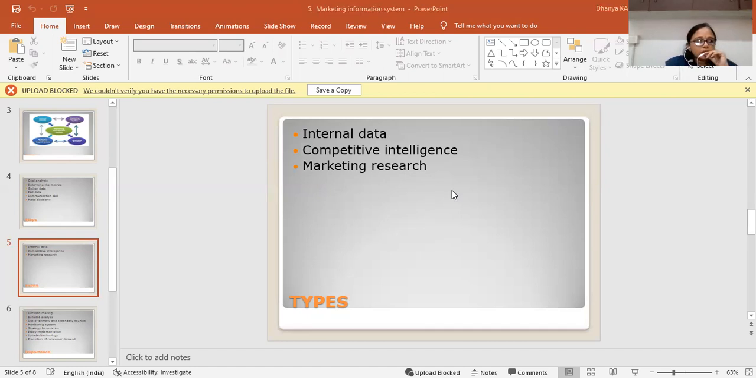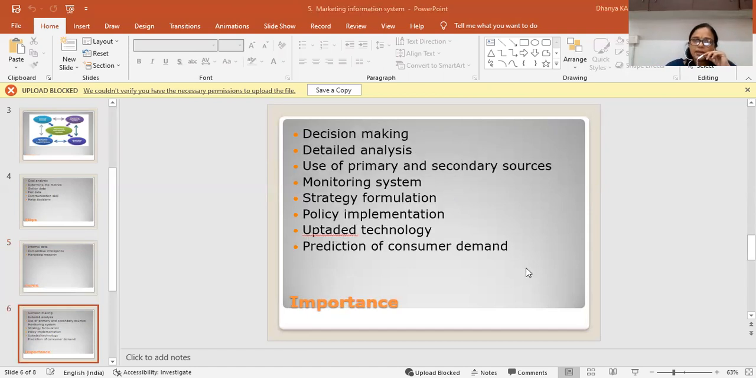So this thing, that is, MIS can be based on internal data, or it can be based on competitive intelligence, or it can be based on marketing research. And the importance of MIS is it helps in decision making. That is, the company can take the right decision after having a detailed analysis using the marketing information system, and all the factors will be considered while the decisions are being taken.